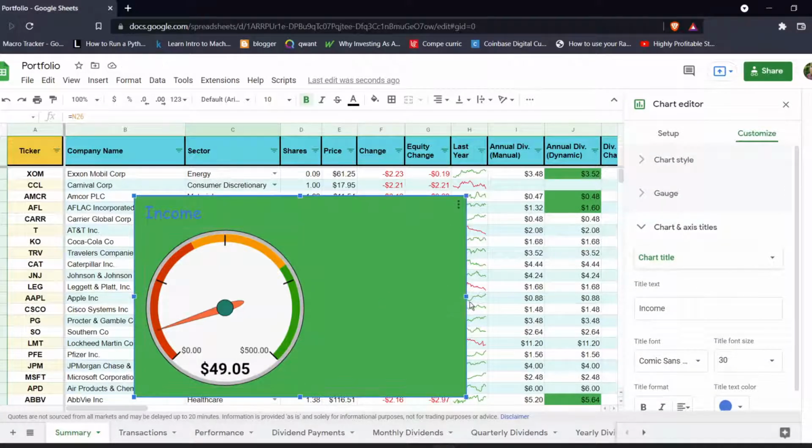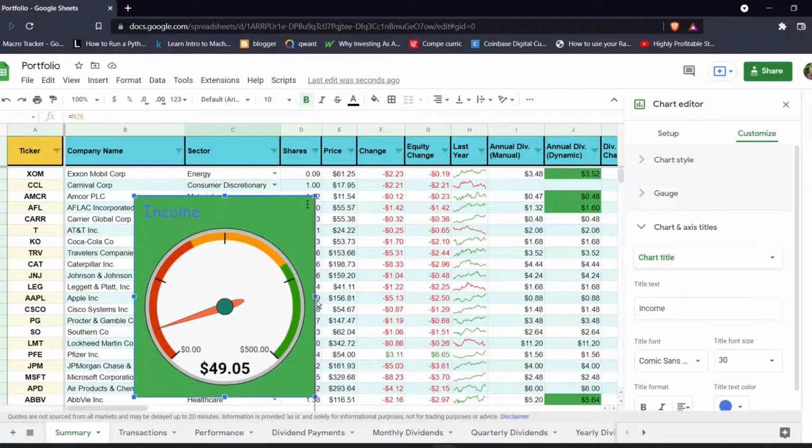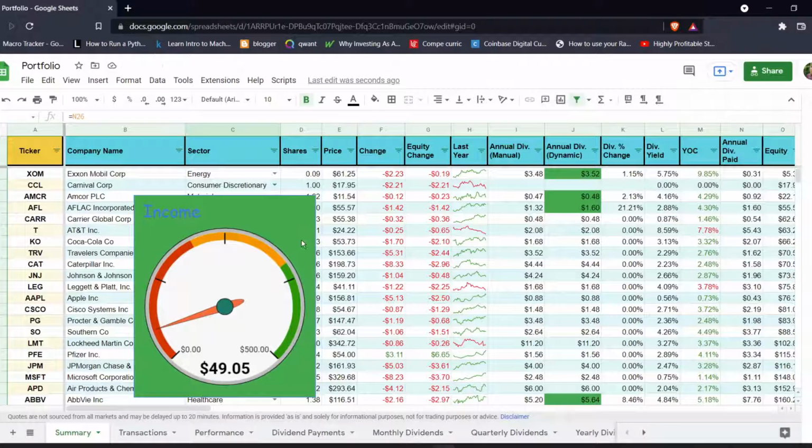So that's the general overview of this type of chart that I use, and you can size it down obviously to make it look a little bit better. So that's that one. Let me know if you do have any questions for that.